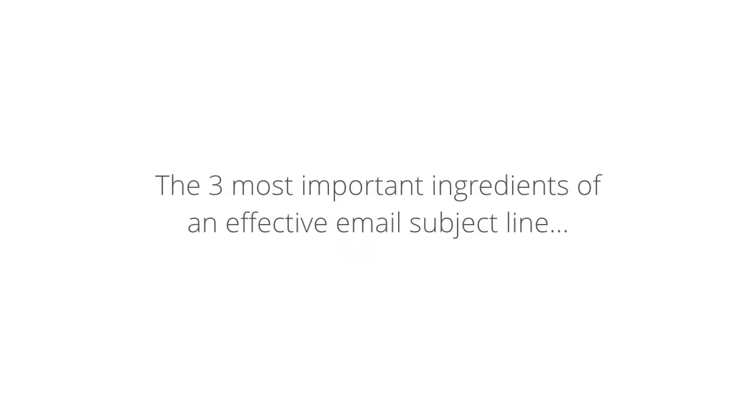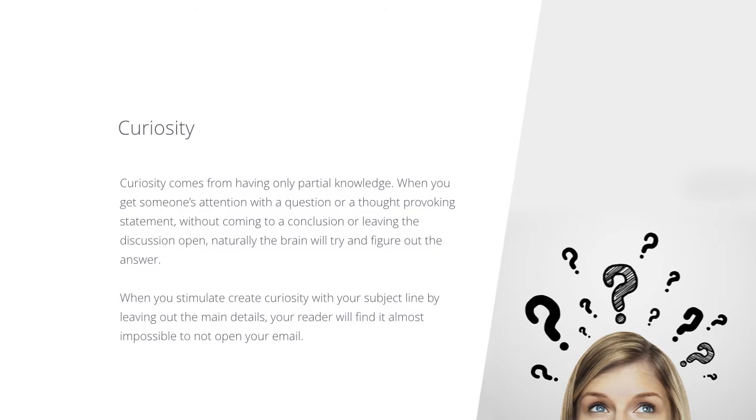First, let's look at the 3 most important ingredients of an effective email subject line. So let's start with curiosity. When it comes to creating curiosity in a subject line, it's all in the details, or should I say lack of. Curiosity comes from having only partial knowledge. When you get someone's attention with a question or a thought-provoking statement without coming to a conclusion or leaving the discussion open, naturally the brain will try and figure out the answer. Psychologically, it's just the way we're wired as human beings. So when you stimulate curiosity with your subject line by leaving out the main details, your reader will find it almost impossible to not open your email.